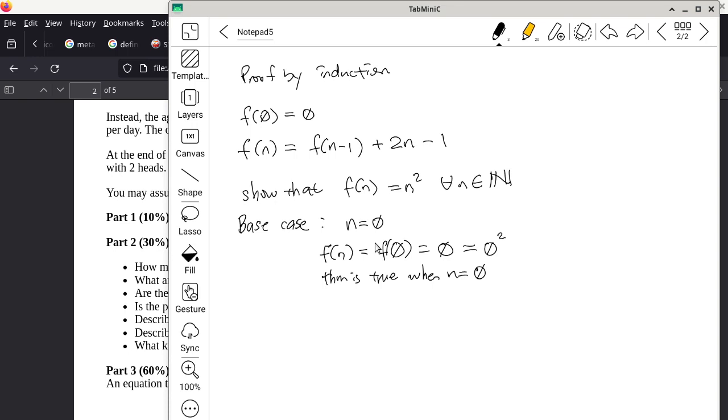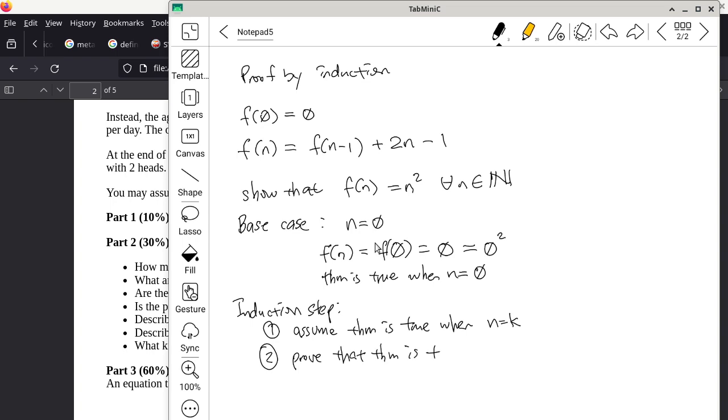Do you remember what is the next step in a proof by induction structure? It's the induction step. The induction step by itself has two parts. The first part is an assumption: assume the theorem is true when n equals k. There are a few different variations of the induction step, but I'm just going to use the most standard one, which is basically saying, don't ask me what k is. I can just tell you that the theorem is known to be true when n equals a particular natural number k. Number two is to prove that the theorem is also true when n equals k plus 1.